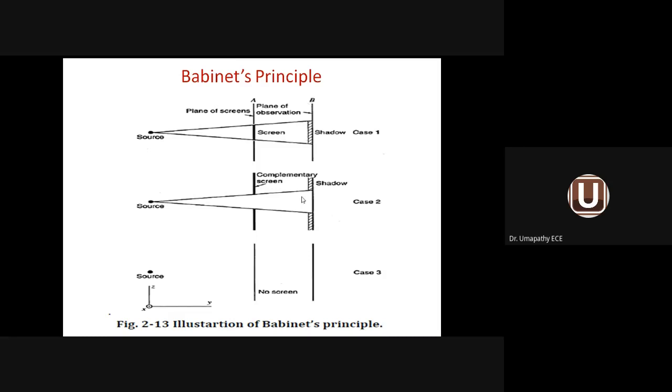When I combine case 1 and 2, what will happen? I will not get any screen, and I will not get any shadow here, because when I combine them through the complete plane, there is no screen available. There is no shadow available. But the source is already there. This principle is called Babinet principle. They are identifying the field from case 1, and the field from case 2. When they add them, they are getting null field.